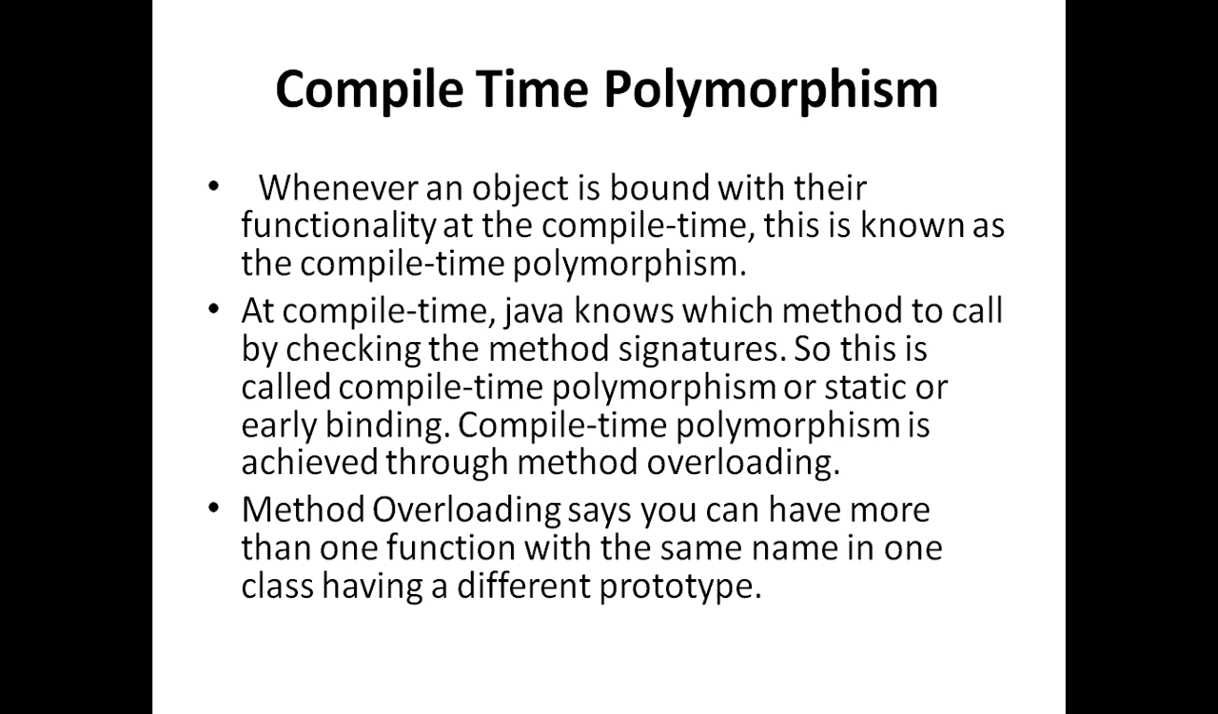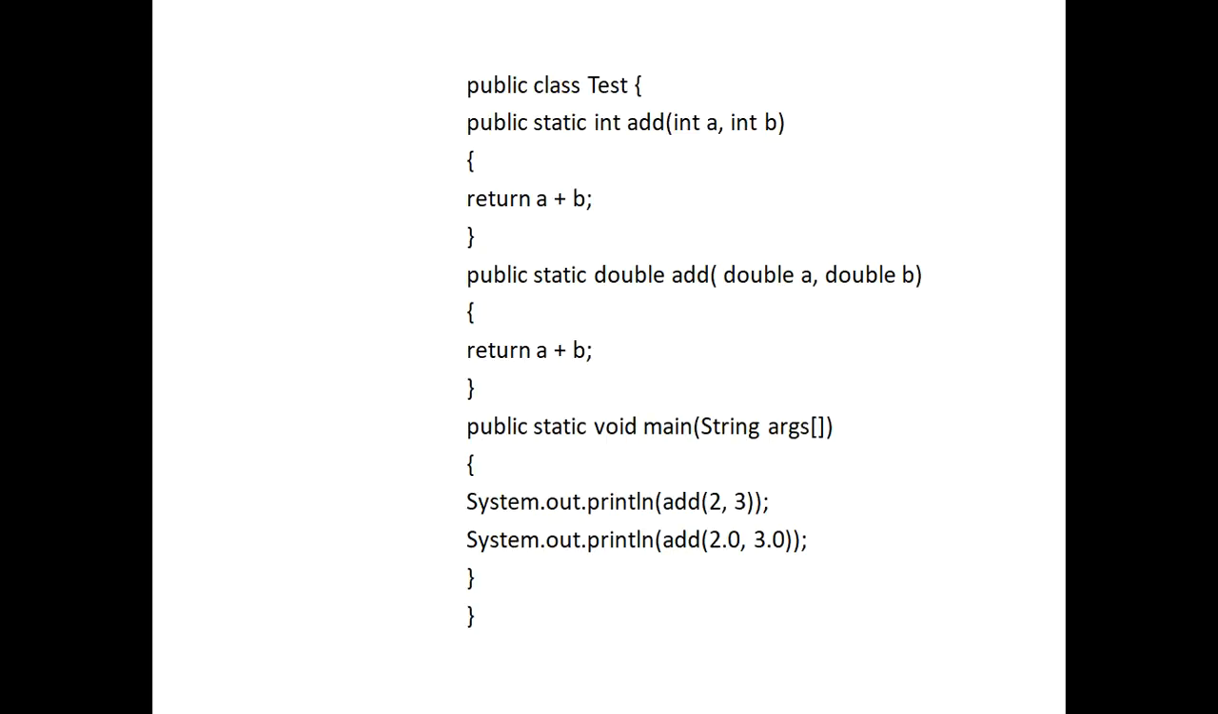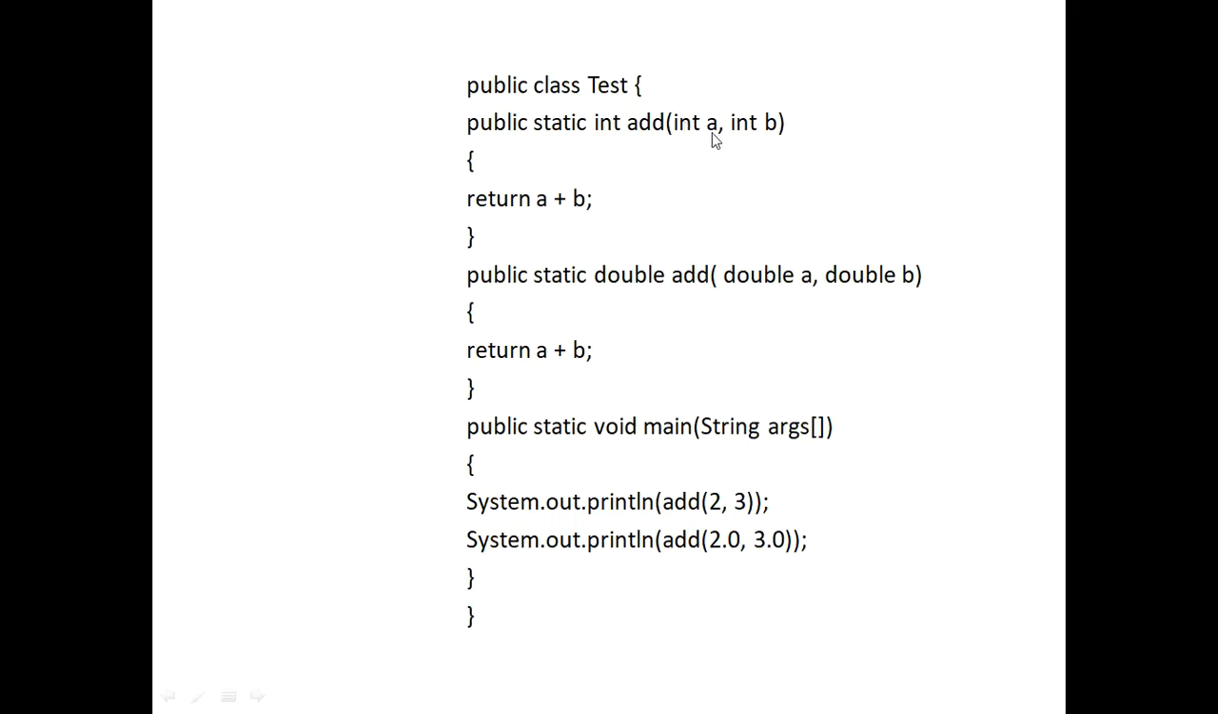So method overloading says you can have more than one function with the same name in a class having a different prototype. Okay, so I'll show an example here. public class Test, and here I'm going to define one method, that is public static int add. Two variables are there, that is int a, int b. It is going to return the addition of two numbers.